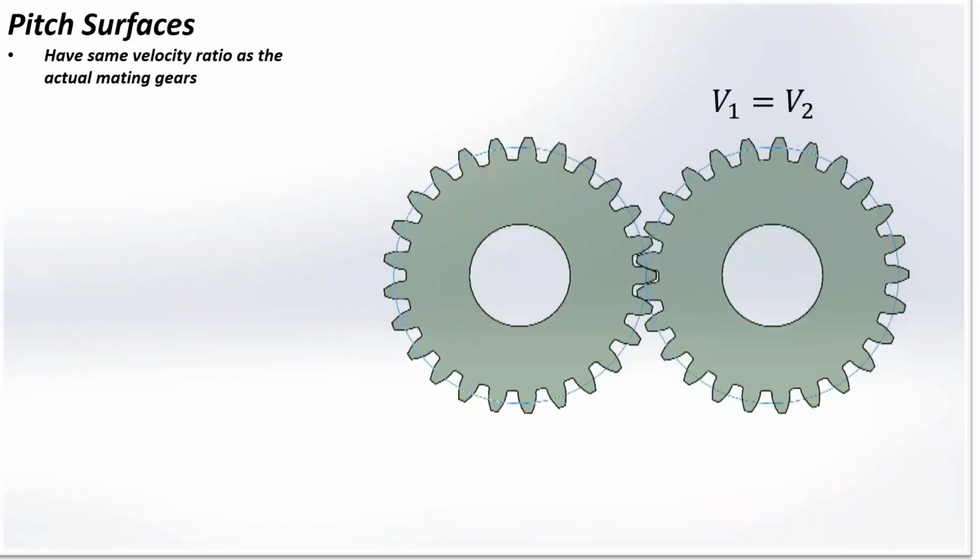As the pitch surfaces are rolling without slipping, they will have the same tangential velocity at the point of contact. So if V1 and V2 are the tangential velocities of the pitch surfaces at the point of contact, then V1 will be equal to V2, which means omega 1 into dp1 will be equal to omega 2 into dp2, where omega 1 and omega 2 are the respective angular velocities and dp1 and dp2 the respective pitch surface diameters.